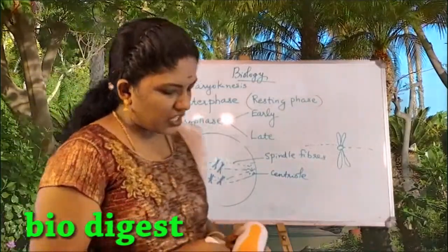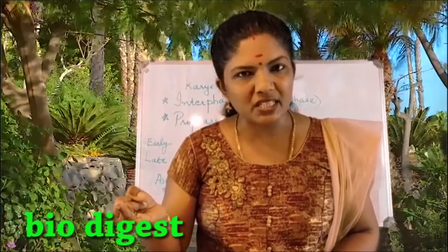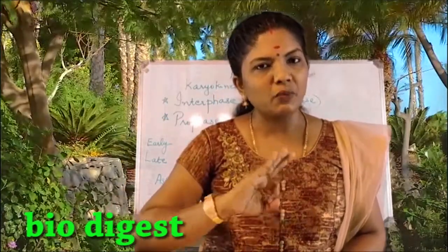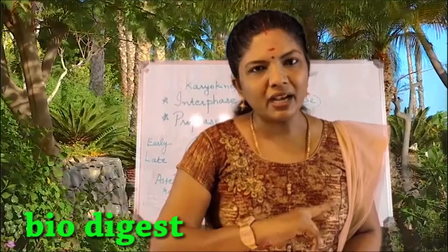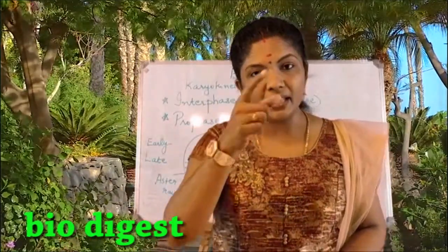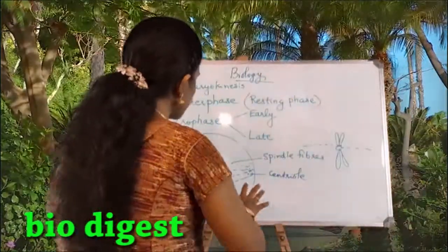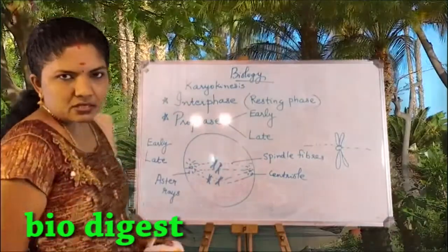So what are the changes during the late prophase? Nuclear membrane will disappear, nucleolus will disappear, centrioles will move to two opposite poles, then spindle fibers will appear and it will be running from one pole to another pole, and in between they will be having the chromosomes. So that is about the late prophase.